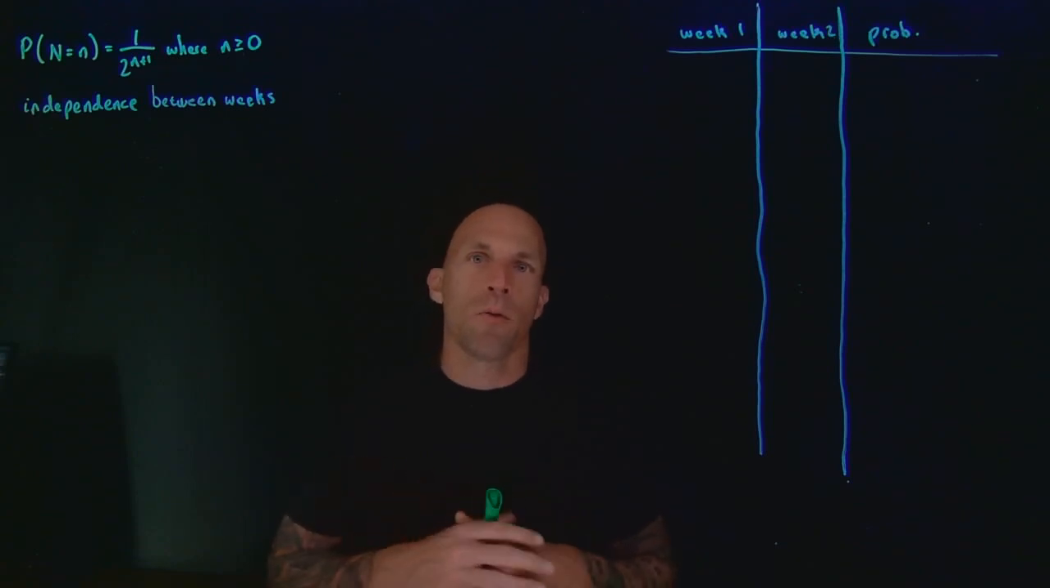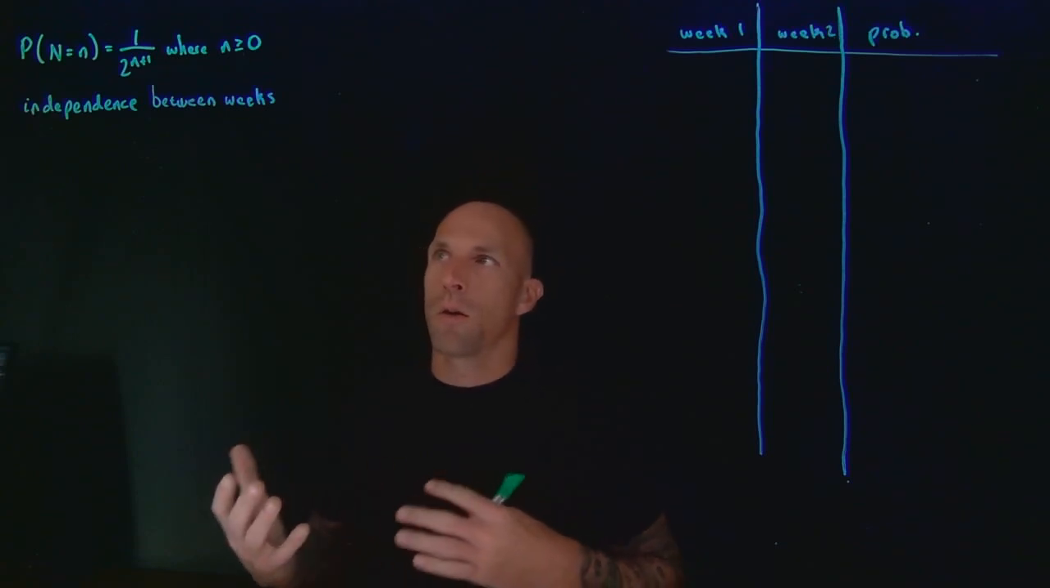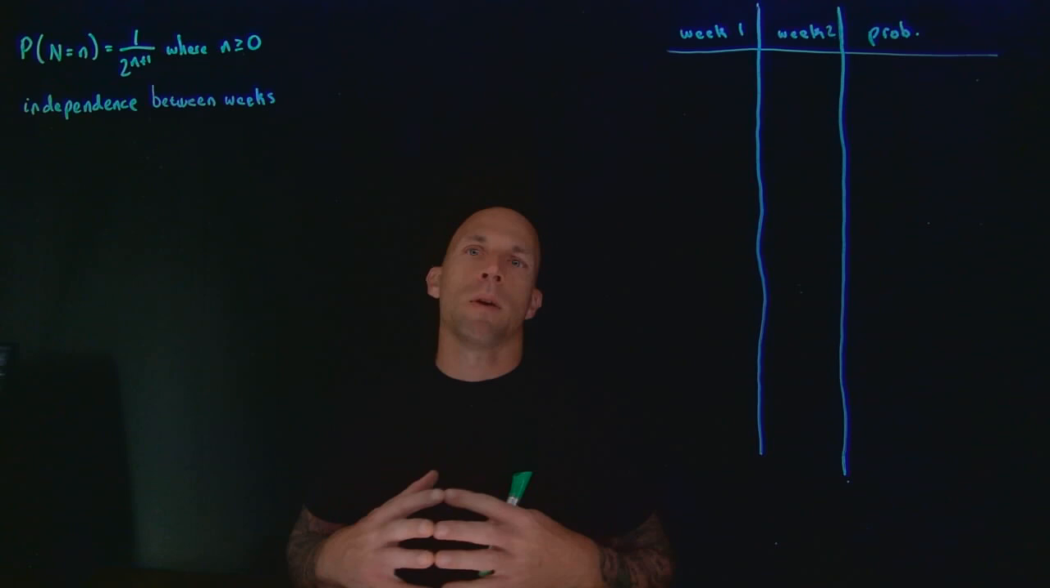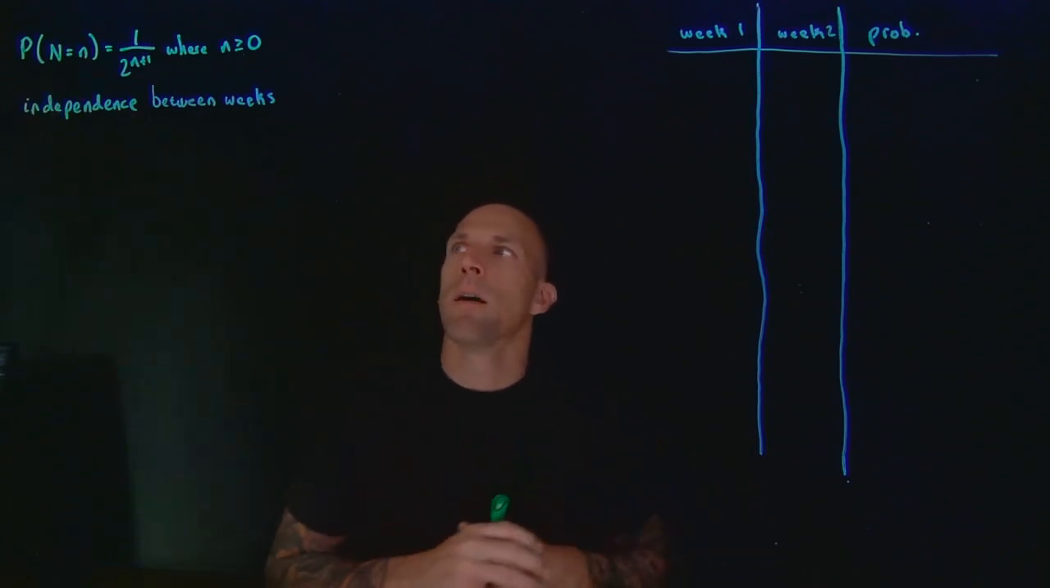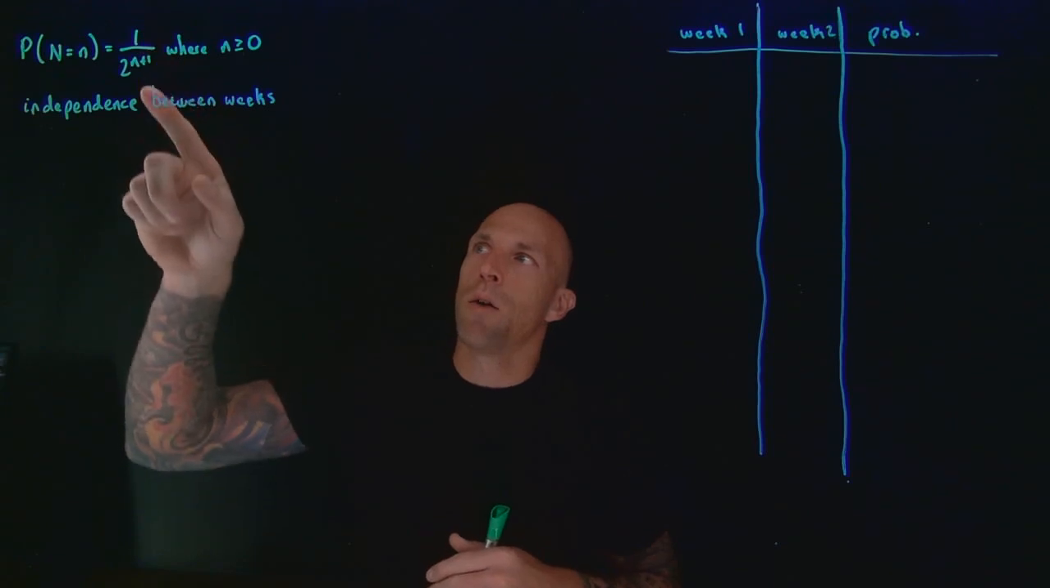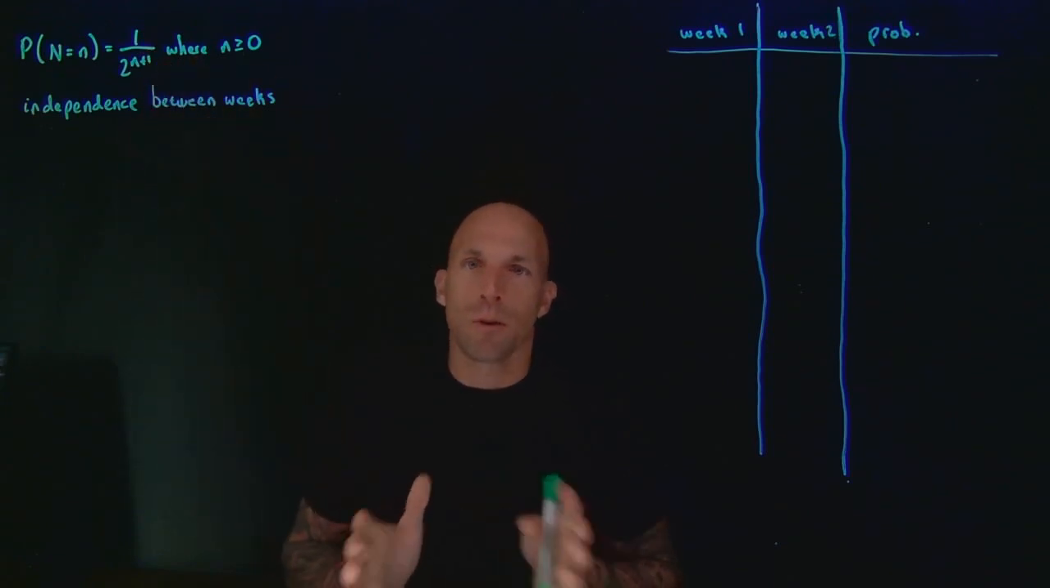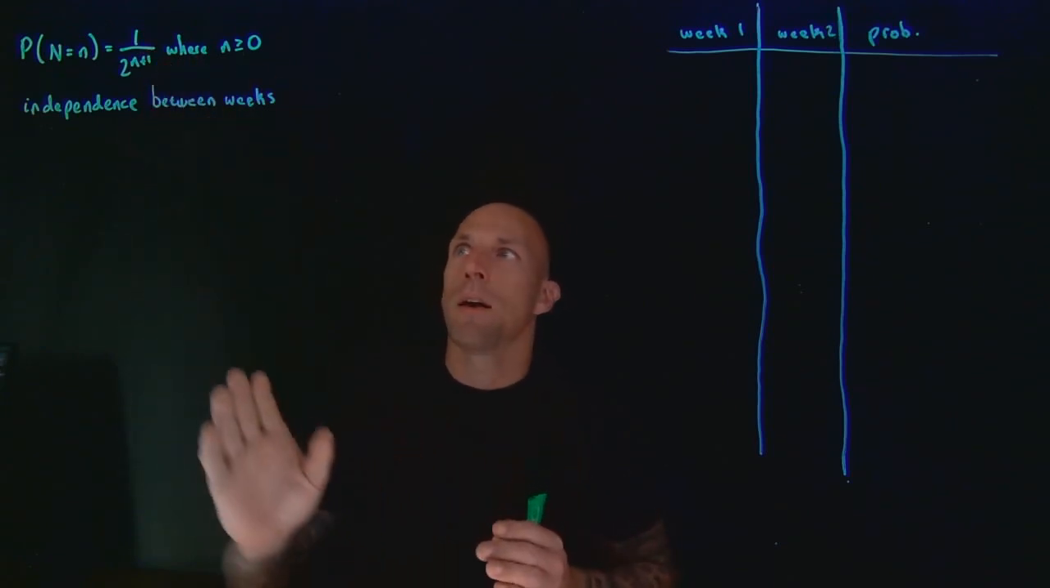All right, here we have number 15. And in order to get our answer, we're going to be summing a series. We're given that the probability of n claims is equal to 1 over 2 to the n plus 1 claims. That's in one given week.